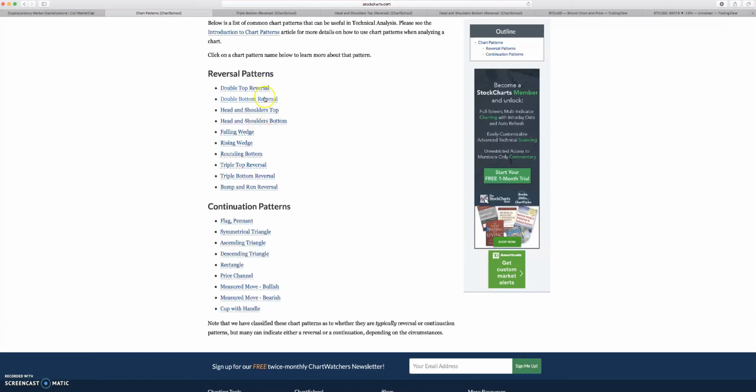As you can see, there's the double top, double bottom, head and shoulders top, head and shoulders bottom. There's falling wedge, rising wedge, rounding bottom, the triple top reversal, the triple bottom reversal, which we're definitely going to go over. This will be the first one. And then the bump and run reversal. All of these, if you're familiar with trading, you've probably heard of before. But we're going to go over the triple bottom first.